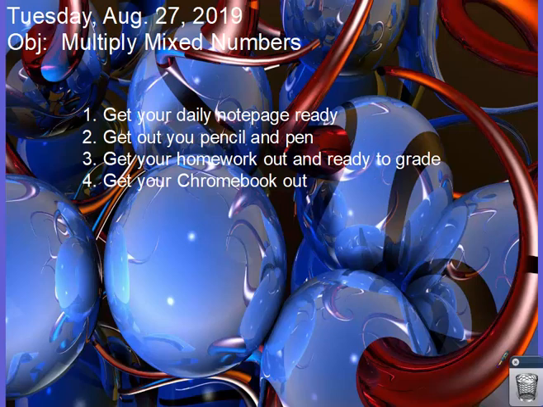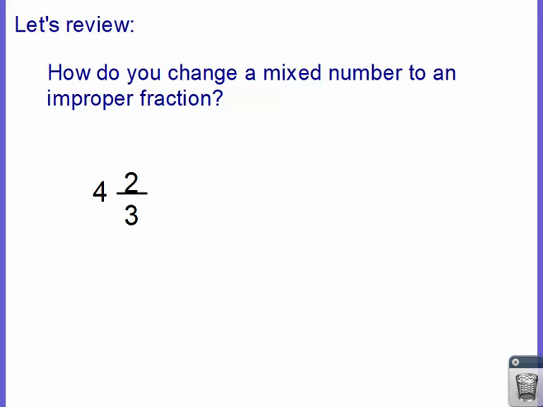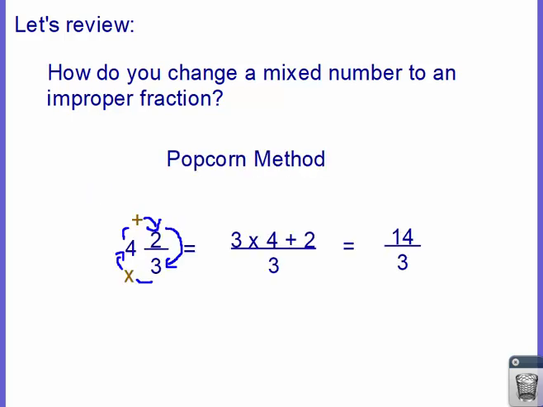Hello class, today we're going to talk about multiplying mixed numbers, but by the end of the lesson there will be a twist. In order for us to do this, there is a prerequisite skill that we need to understand. How do you change a mixed number into an improper fraction? Many of you have learned a process to do this. What we used to call it is the popcorn method. Some of you are familiar with it as "around the world."